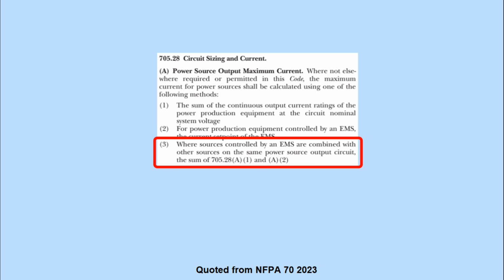3. Where sources controlled by an EMS are combined with other sources on the same power source output circuit, the sum of 705.28(A)(1) and (A)(2). If there's an EMS-controlled inverter on the same circuit, the current set point of the EMS is added to the continuous output ratings of the other inverters.